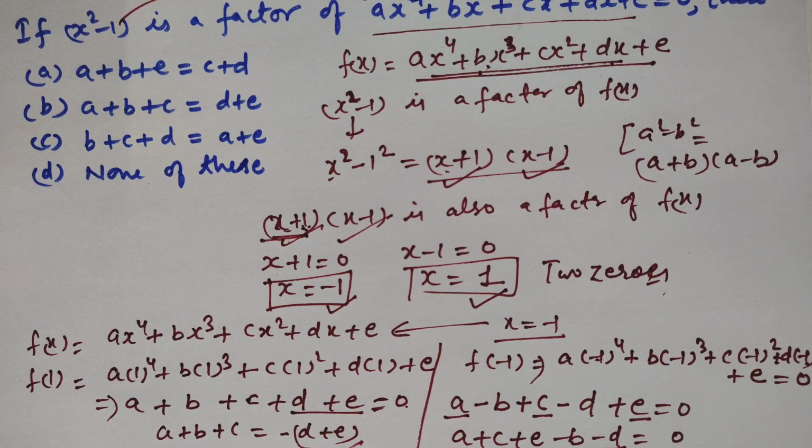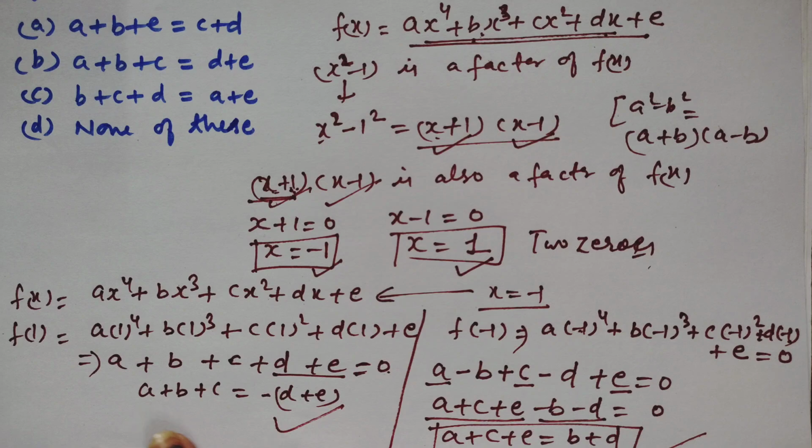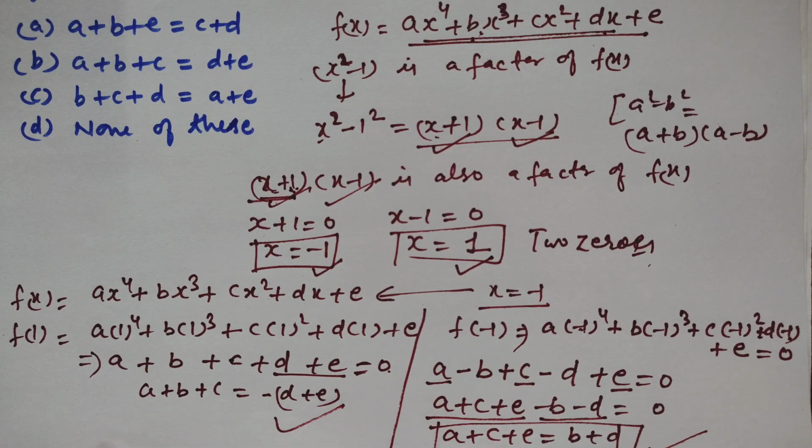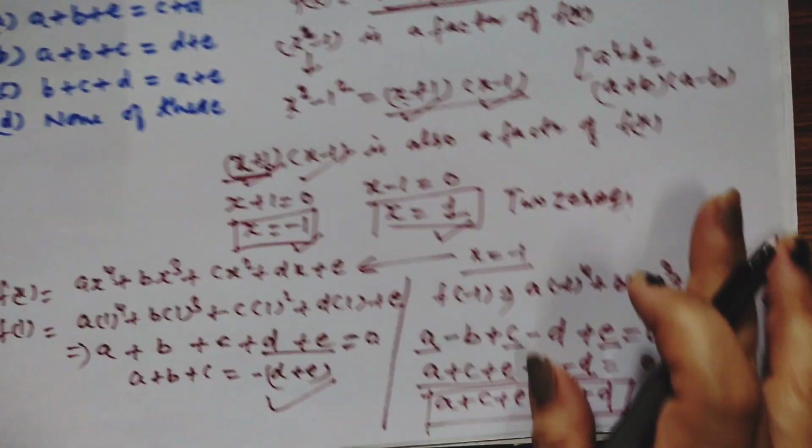So you can see there is no matching option. Our answers are a plus b plus c equals minus d plus e, and the second answer is this. So which option is correct?